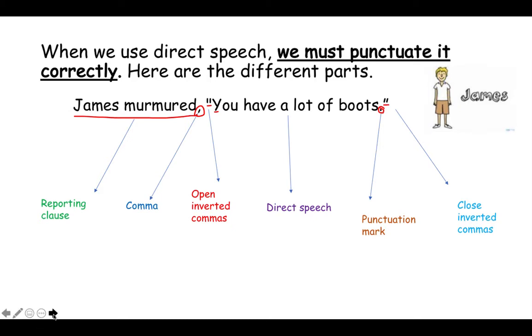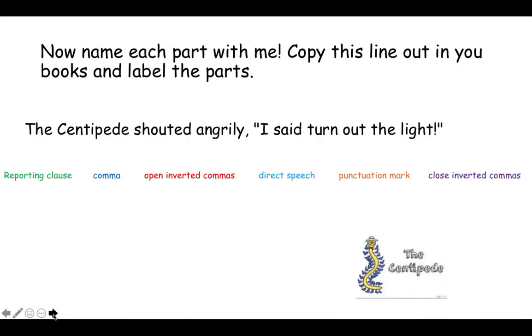Now it's your turn to have a go. So here is a line. The centipede shouted angrily, "I said, turn out the light." Now I want you to pause the video and label the different parts of the direct speech.